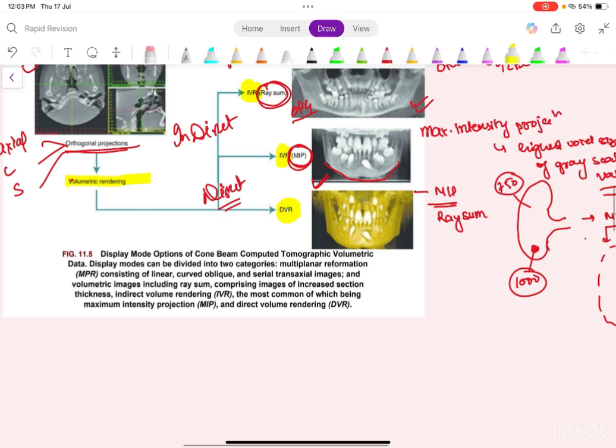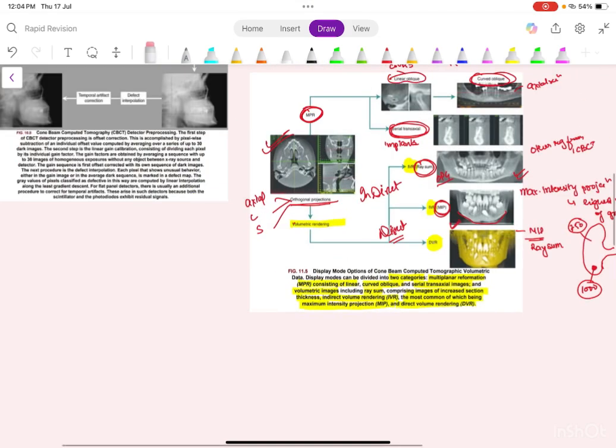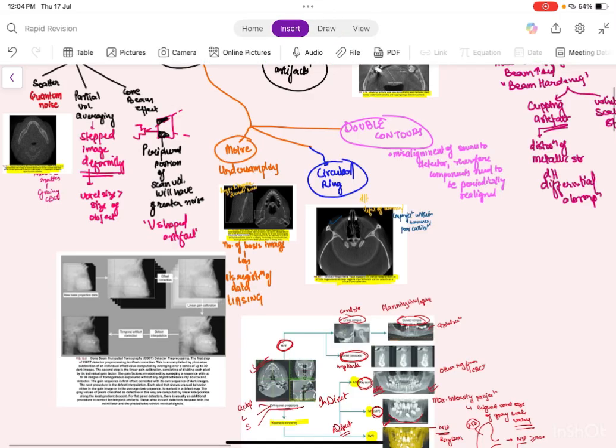Fine. Now let's go through the text given below. There are two categories. One is multiplanar reformation, which consists of linear, curved, oblique, serial, and transaxial, and volumetric rendering, which is RASM, comprising images of increased section thickness. Then we have indirect volume rendering, the most common being MIP. So MIP is a part of indirect rendering. Then direct volume rendering. In direct volume rendering, you can have a solid VR or a transparent VR. Suppose I just want to see the solid VR, like I just want to see the teeth. You can set the setting and then observe. So these are the related things.